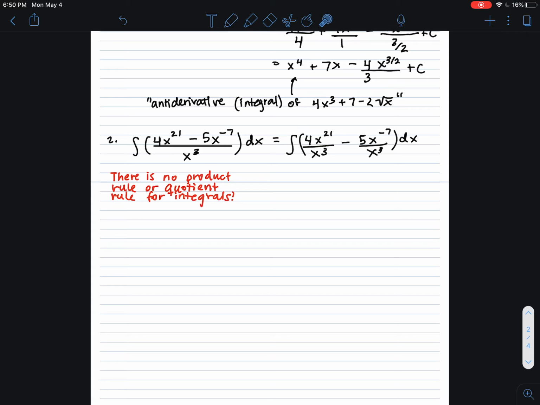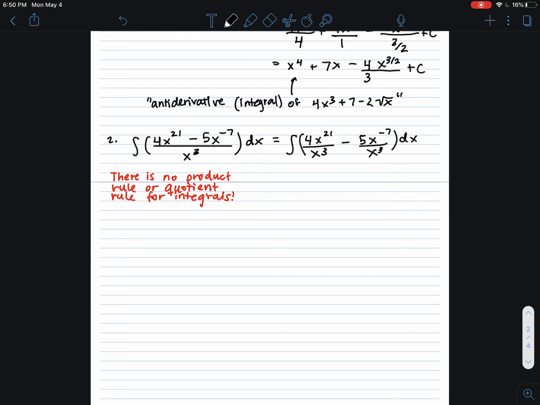And the only reason we could do that is because this bottom didn't have a sum in it. If we had, say, x cubed plus 1, we couldn't do it like this. We couldn't do just this piece and this piece together. It would have had to be x cubed plus 1 and x cubed plus 1 on both sides. Okay, so it's just important to note how algebra works.